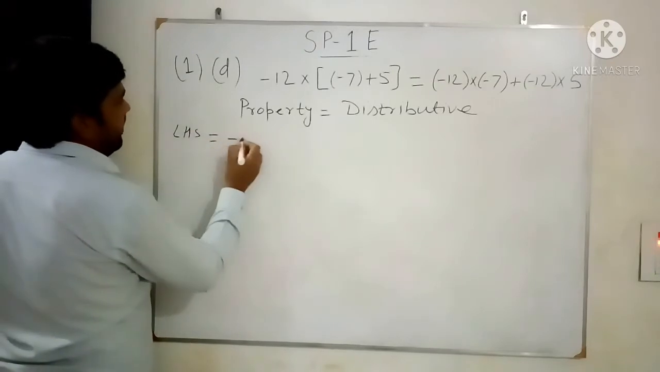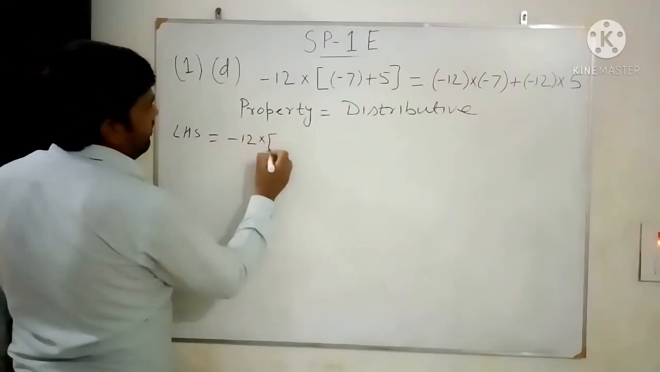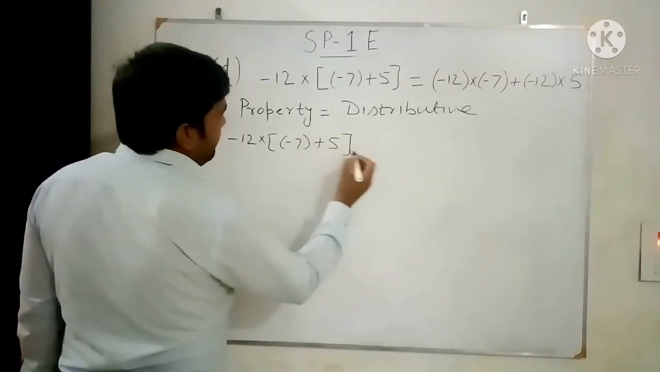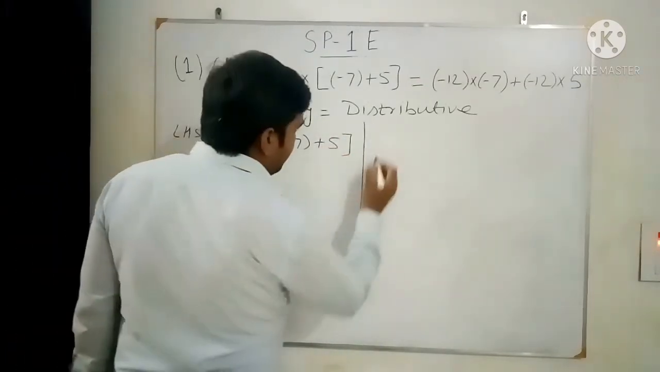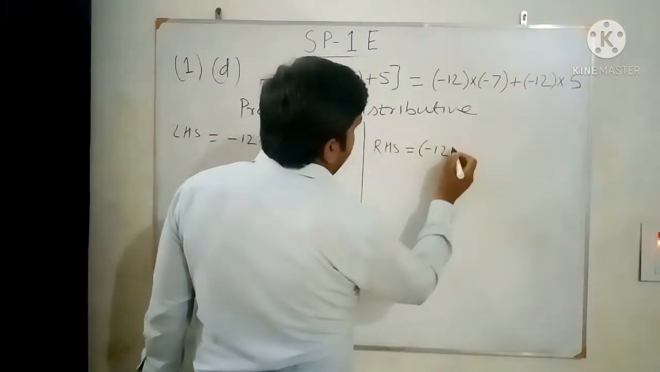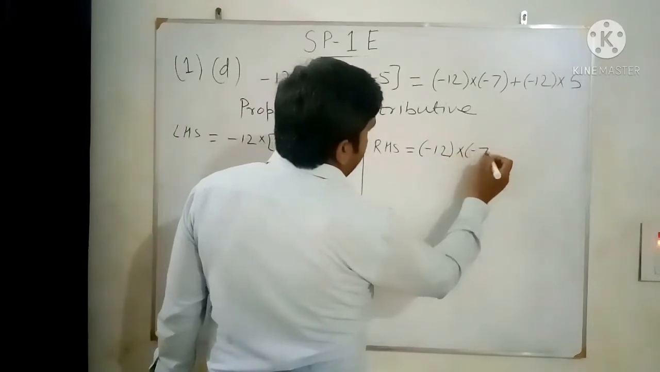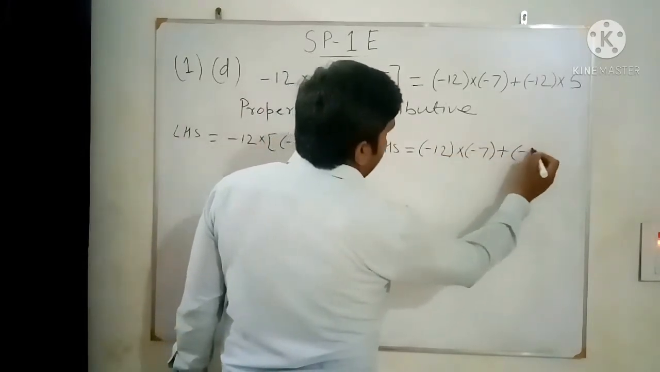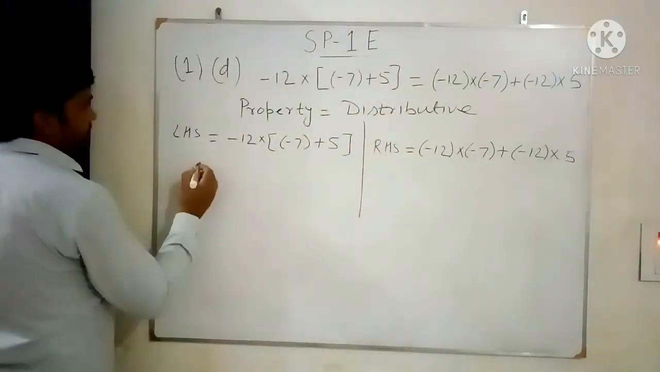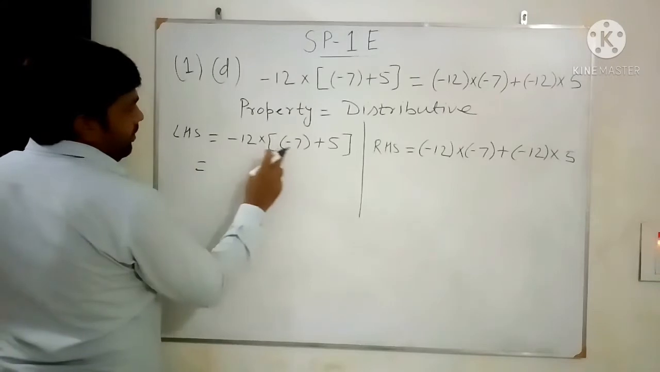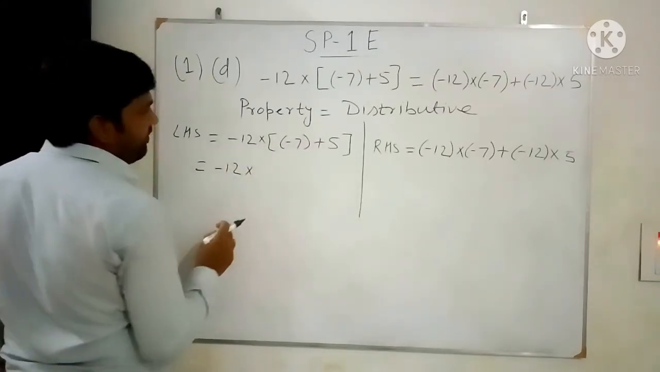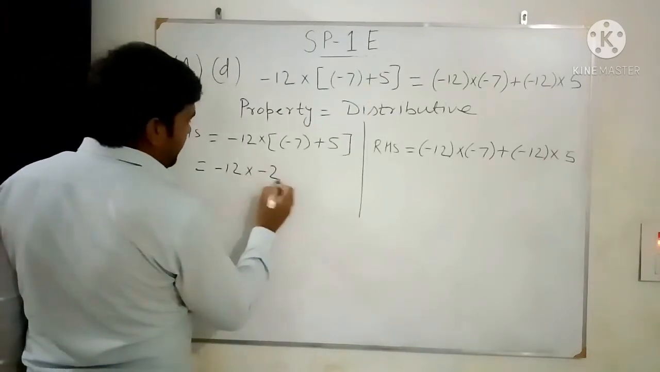Okay, now again we solve the left hand side and right hand side. With the left hand side, minus 12 multiply minus 7 plus 5. Similarly we solve the right hand side also. RHS, minus 12 multiply minus 7 plus minus 12 multiply 5. Now see here, in the bracket, when you add minus 7 plus 5 you get minus 2.